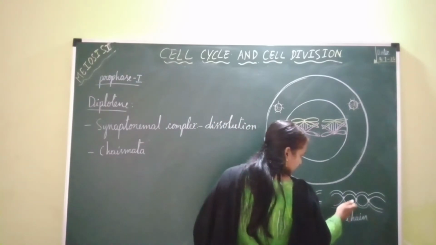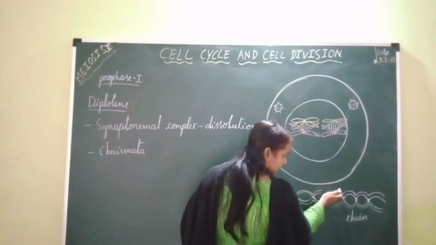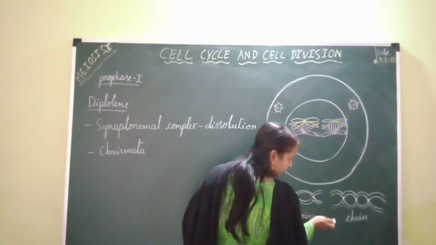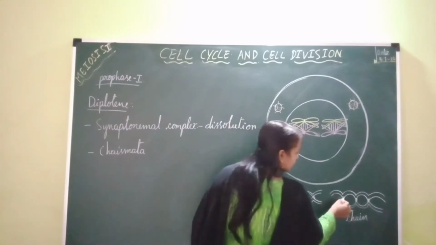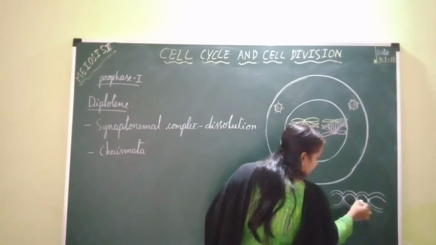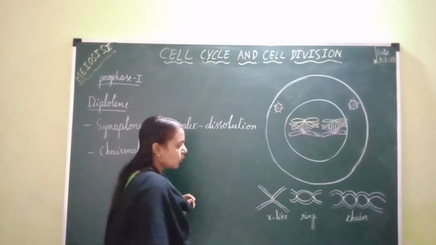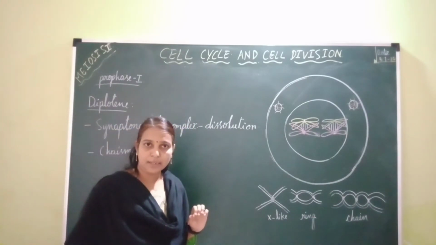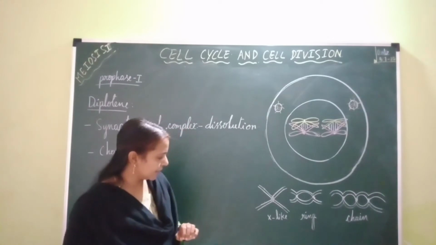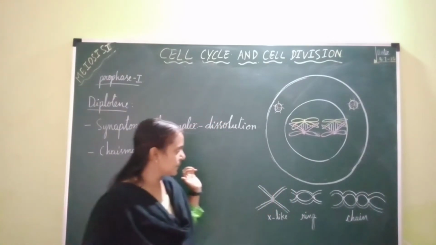Next, here also there are two chromosomes. This is one chromosome. This is another chromosome. These are two chromatids of one chromosome. These are two chromatids of another chromosome of this homologous pair. So here at how many sites are chiasmata present? Three sites. So on the basis of position of chiasmata and the number of chiasmata, these homologous pairs of chromosomes appear in different shapes.